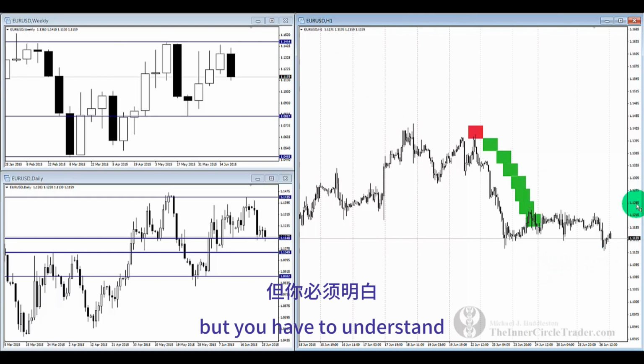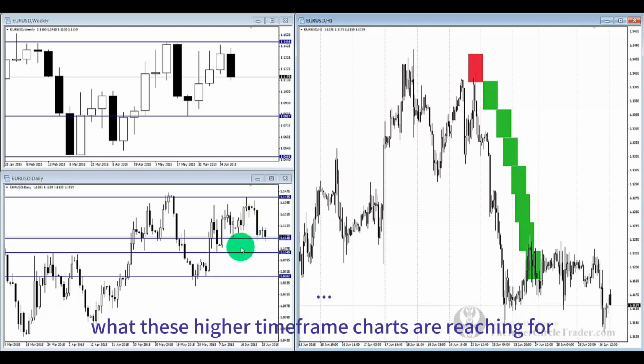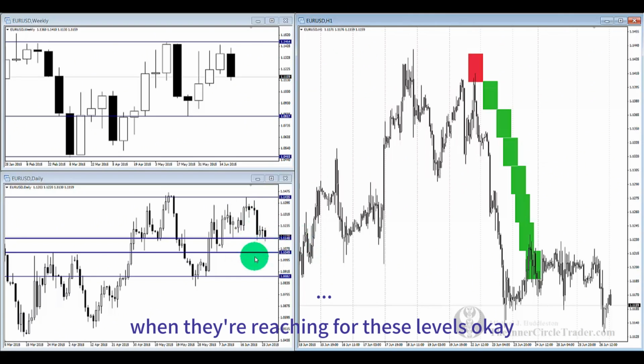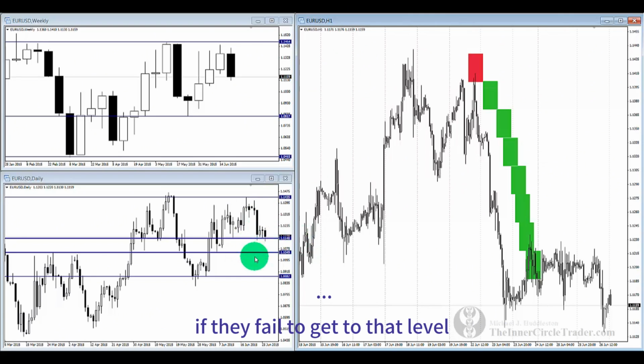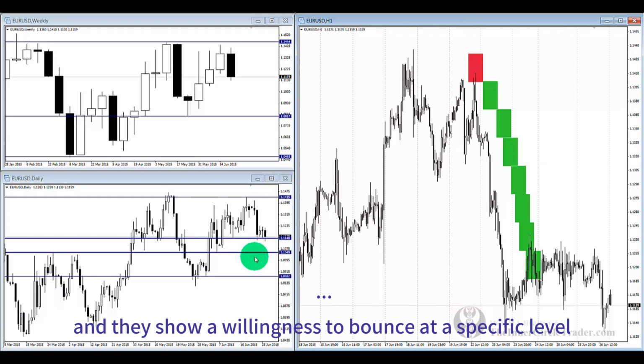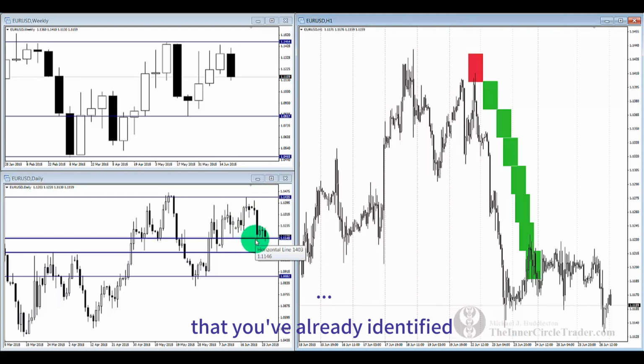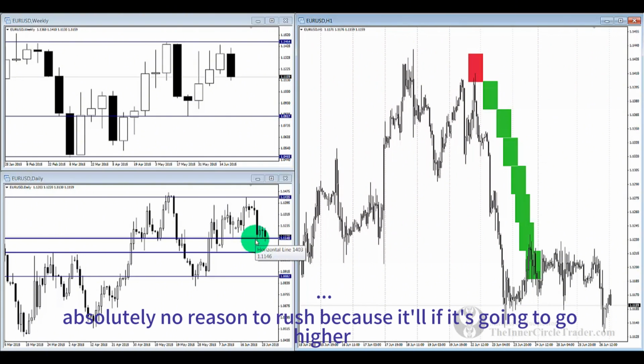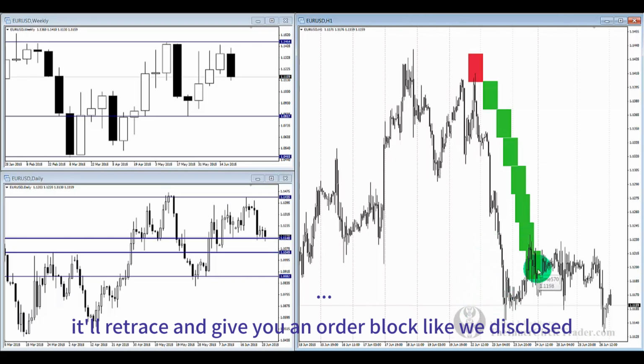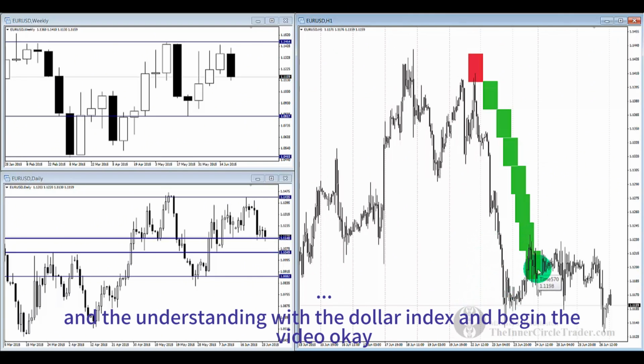But you have to understand what these higher time frame charts are reaching for. When they're reaching for these levels, okay, if they fail to get to that level and they show a willingness to bounce at a specific level that you've already identified, there's no reason to rush. Absolutely no reason to rush, because if it's going to go higher, it'll retrace and give you an order block like we disclosed in the understanding with the dollar index at the beginning of the video.